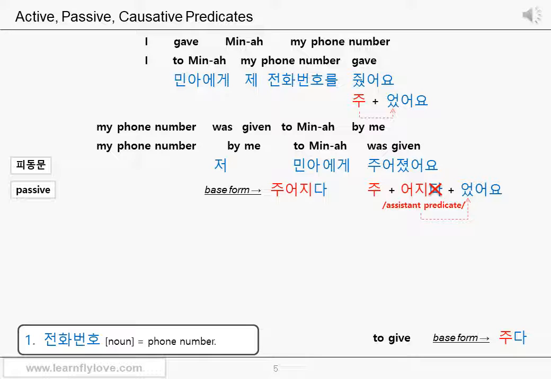You know the particles are used in Korean to indicate the exact role of the words in the sentence, right? Second, this particle 에게 is not used with a passive verb 주어지다 in Korean to indicate the one who actually performs the action. Why? It's because of the same quality that we explained earlier that the particle 에게 has.